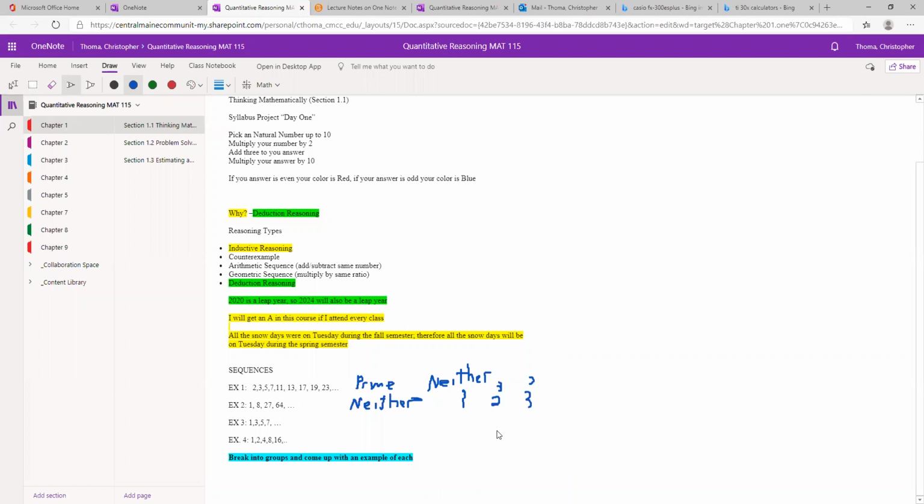All right, example 3. Now we're going a little better here. What about 3?